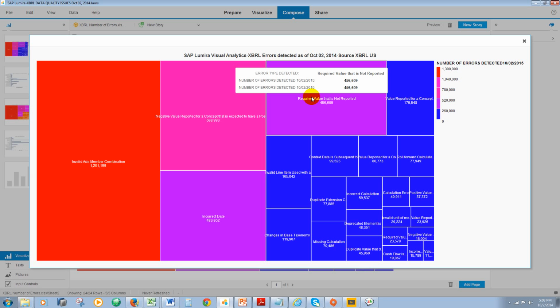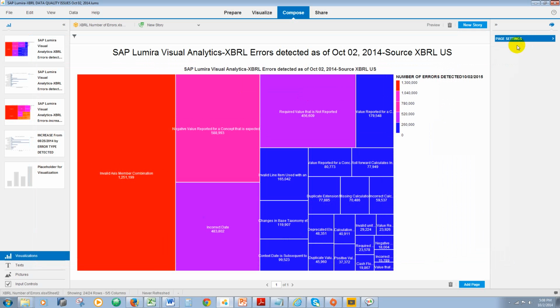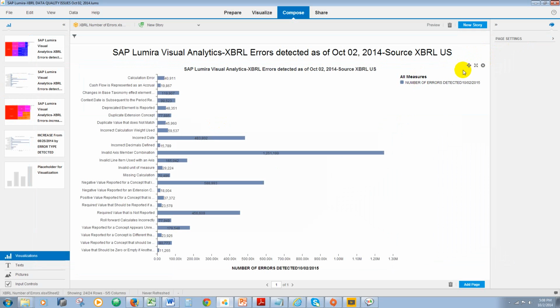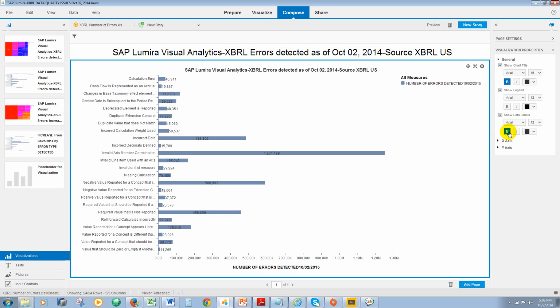So let us look at these numbers from another graph, which is the bar graph. And let me do some formatting over here. Let me make the data labels of a different color, blue.